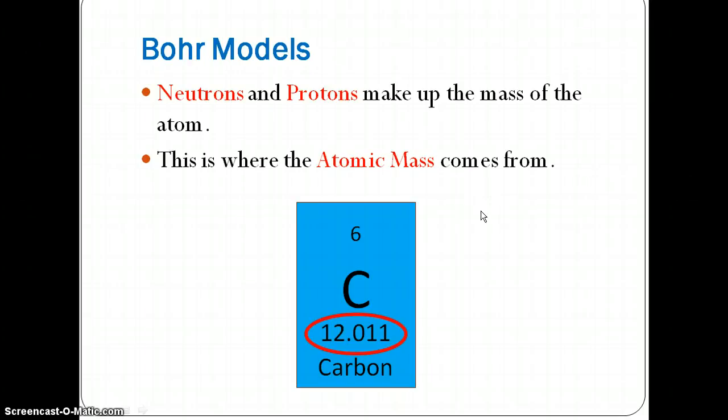Neutrons and protons make up the atomic mass. So here the decimal number 12.011 is the mass. The neutrons and protons make up that mass. Again, here is the number 6, the atomic number, the number of protons, and the mass. We have the protons and the neutrons together.